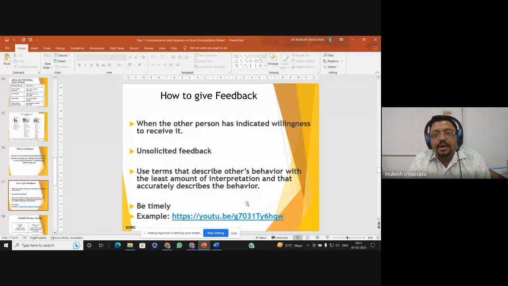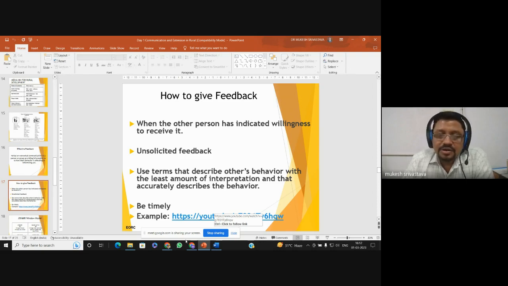Now, how to give the feedback? It's a very good question. Give feedback when the other person has indicated willingness to receive it. Obviously, when the other person is sitting in front of you, to whom you are going to give the information, if he is willing to get the information, then only you have to give the feedback. If that person has not indicated his willingness to receive the information, then in that case you need not give any kind of feedback.